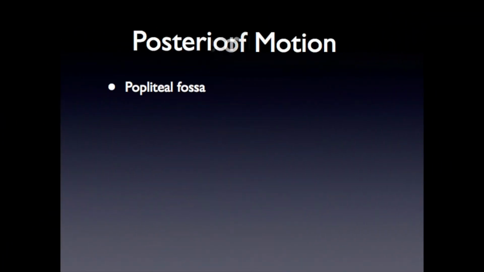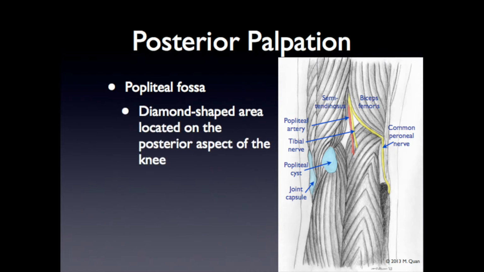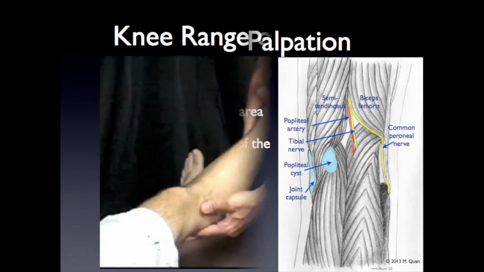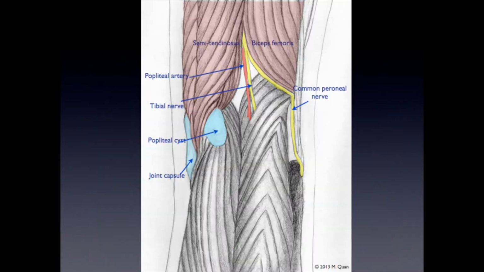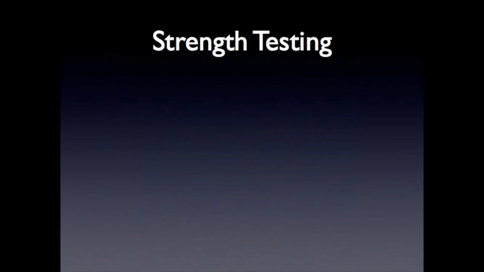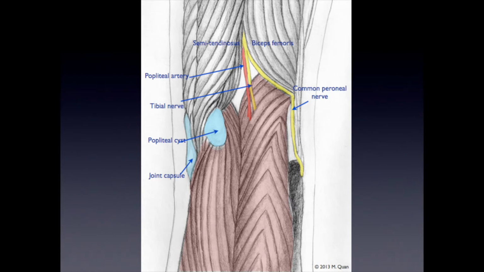In the posterior knee, the popliteal fossa is a diamond-shaped area that is bordered superiorly by the biceps femoris muscle, superior laterally, and the semitendinosus and semimembranosus muscles superior medially. The inferior borders are formed by the medial and lateral heads of the gastrocnemius muscle.